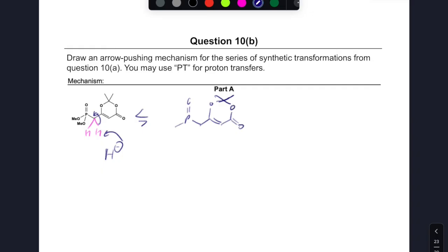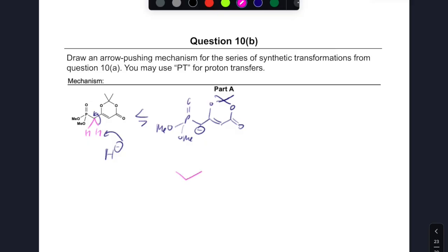O-methyl. And we can draw that as a negative charge or something that was stabilized. This is our first chunk. Okay, so now that we have the HWE reagent, we need to do a nucleophilic addition to the second molecule.